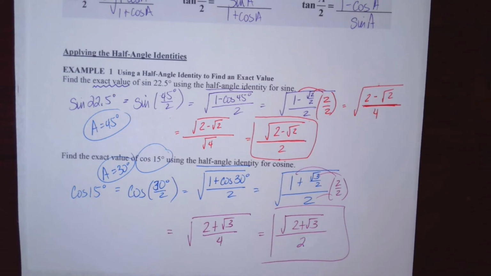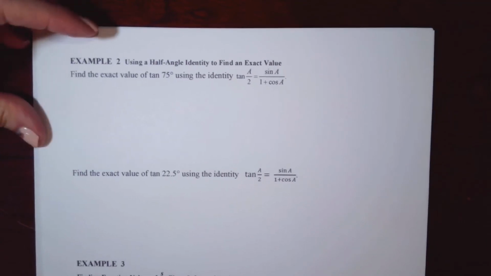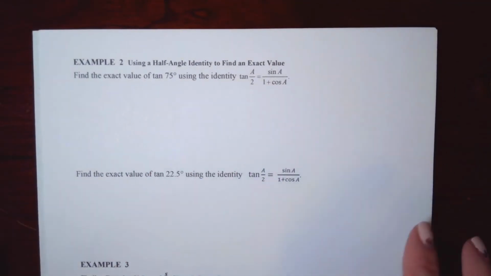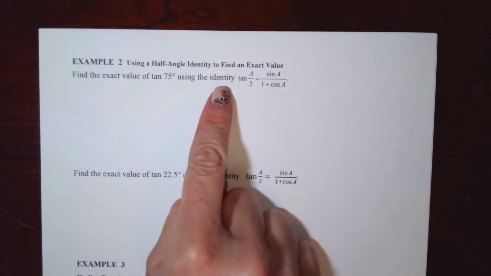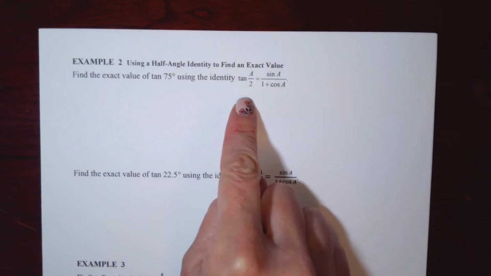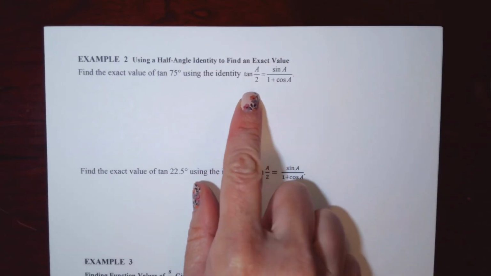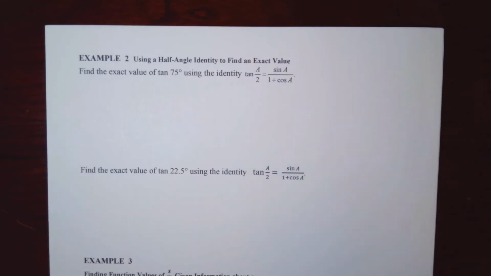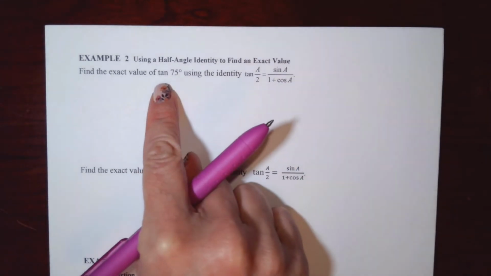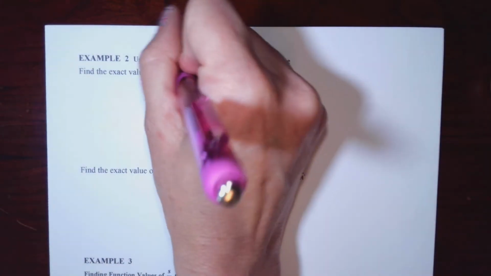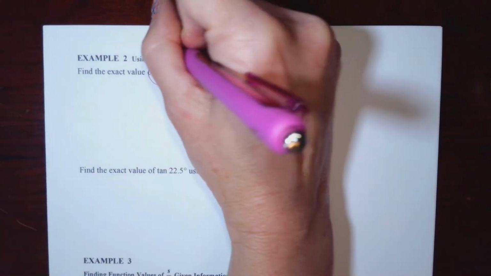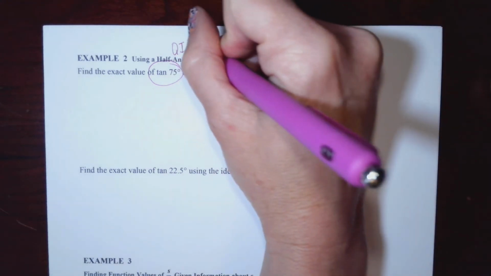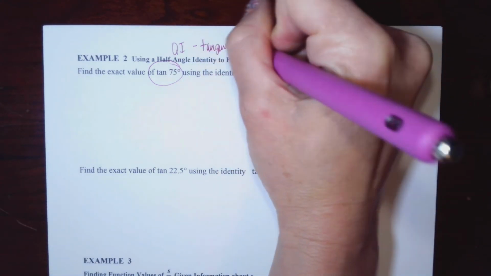Let's move on and do a different type of example with them. We're going to find the exact value of tangent 75 degrees using this identity. Now, it gave me a specific half angle tangent identity because there are 3 of them to choose from, and it wanted me to practice with this one. So we're going to do that. We're going to do what it says, tangent of 75 degrees. 75 is not a special angle. It is in quadrant 1. So in quadrant 1, tangent is positive.